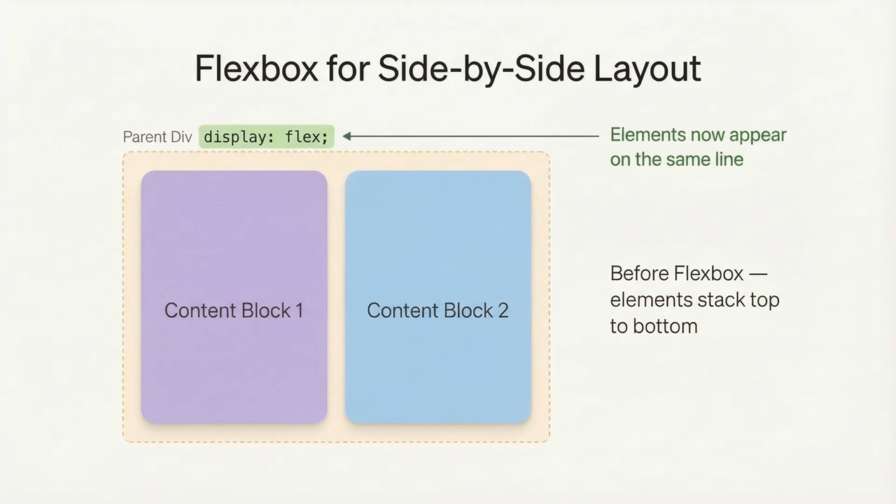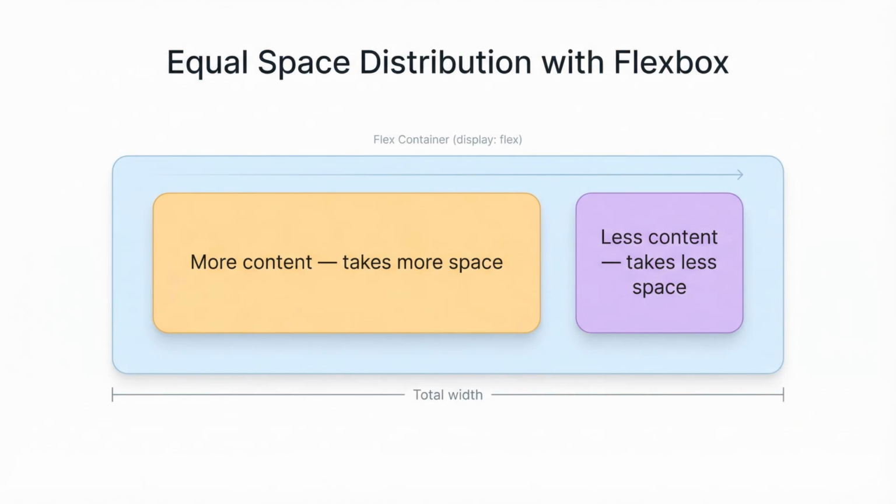The fix is straightforward. You add display flex to the parent div. As soon as you do that, all the child elements inside that parent automatically line up horizontally on the same row. This is one of the most powerful and commonly used features of CSS Flexbox, and it solves the stacking problem instantly.